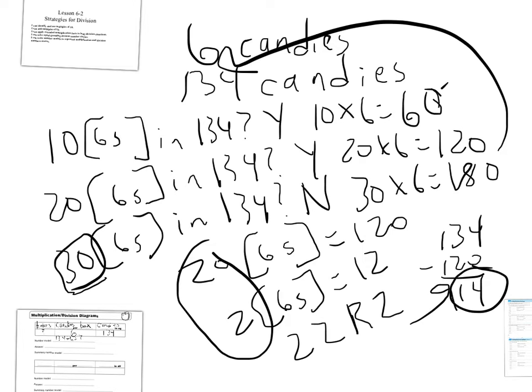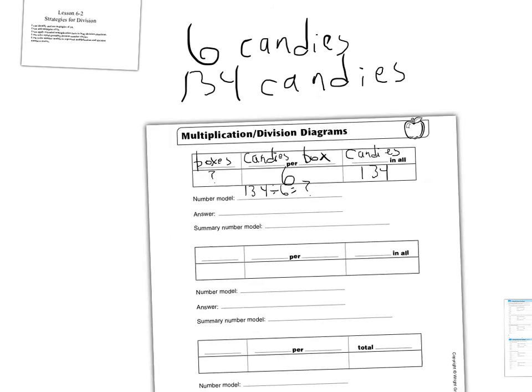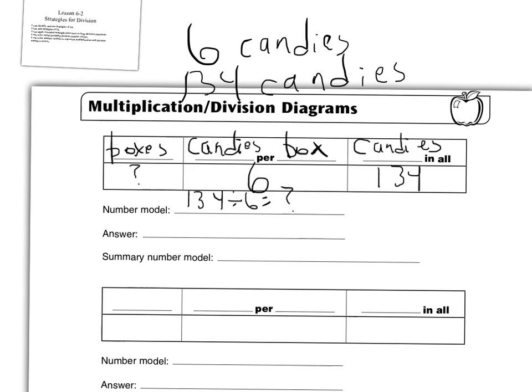These are just a couple different ways. So if I go back to my multiplication division diagram, I know that the answer would be 22 with a remainder of 2. So the summary number model should go 134 divided by 6 equals 22 with a remainder of 2.